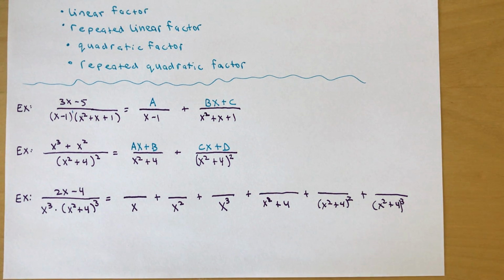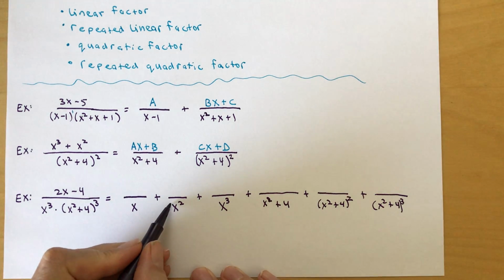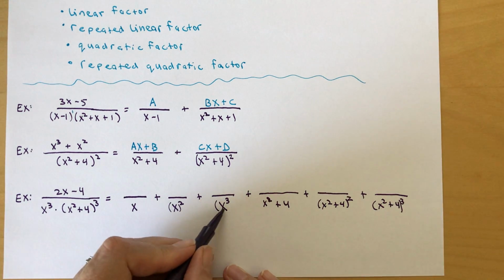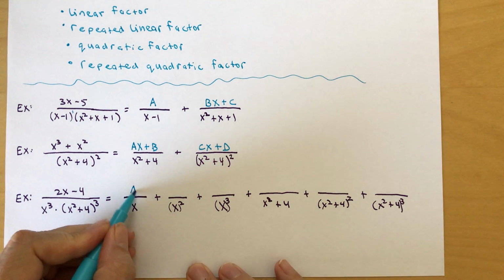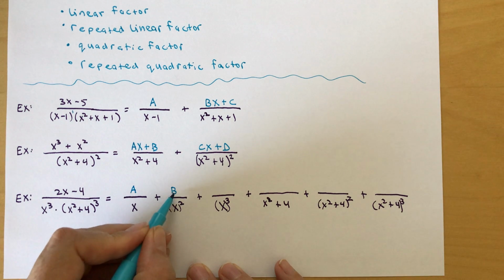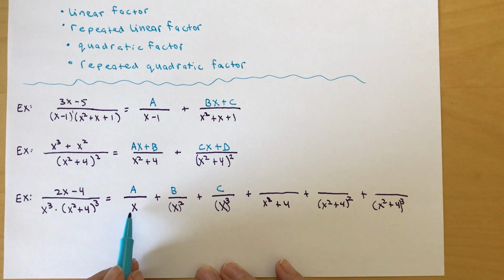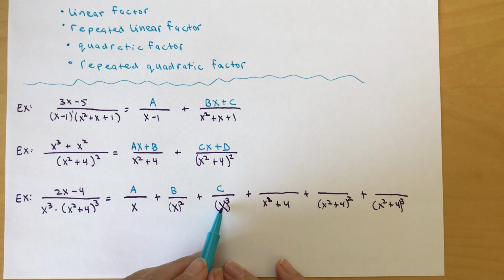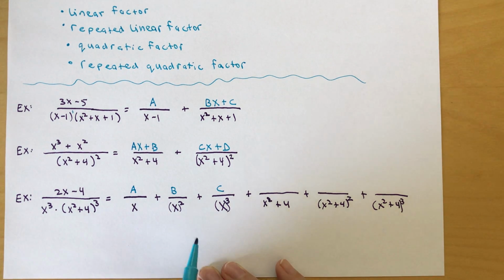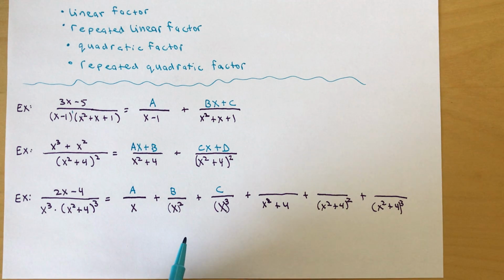And this, I think, is probably the most confusing case: these are repeated linear factors. So the numerator for all three of these only has to be a constant. It's like having x plus 0, and x plus 0 squared, and x plus 0 cubed. They're all repeated linear factors.